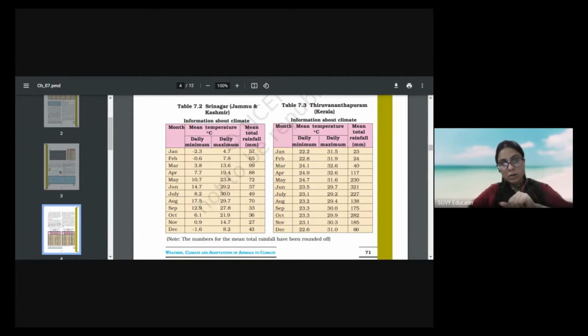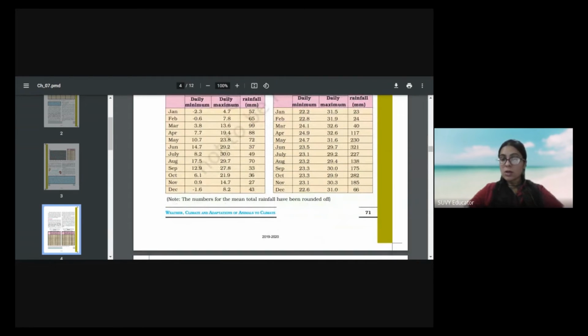If you move to the Kerala region, it is quite hot. So in January also, the minimum temperature is 22. And if we move to Jammu and Kashmir, the minimum temperature of January is minus 2.3. You can see the difference. So what is it showing? It is showing the climate: Kerala's climate is very hot and Jammu and Kashmir's climate is quite cold. And if we see the June temperature, the minimum daily temperature of Jammu and Kashmir is 14.7. On the other hand, in Kerala it is 23.5 minimum.